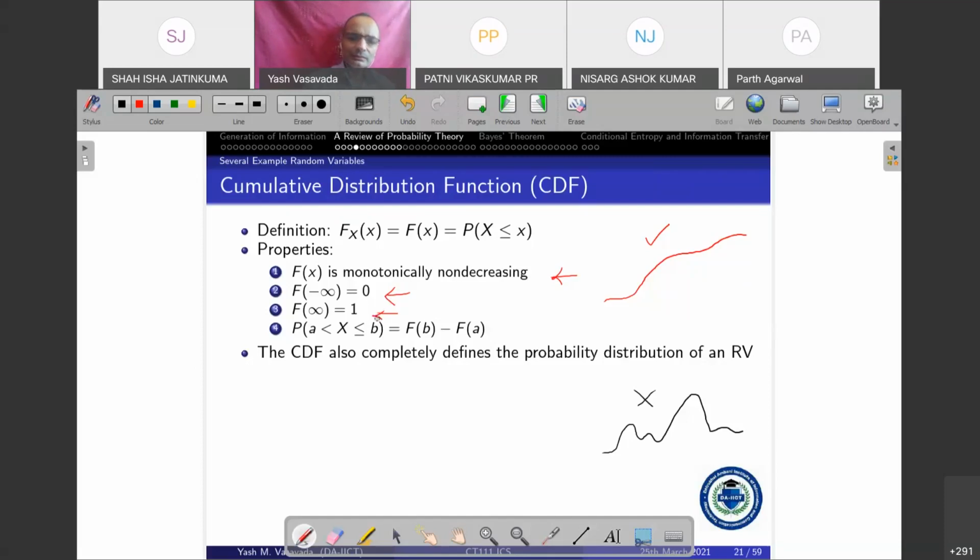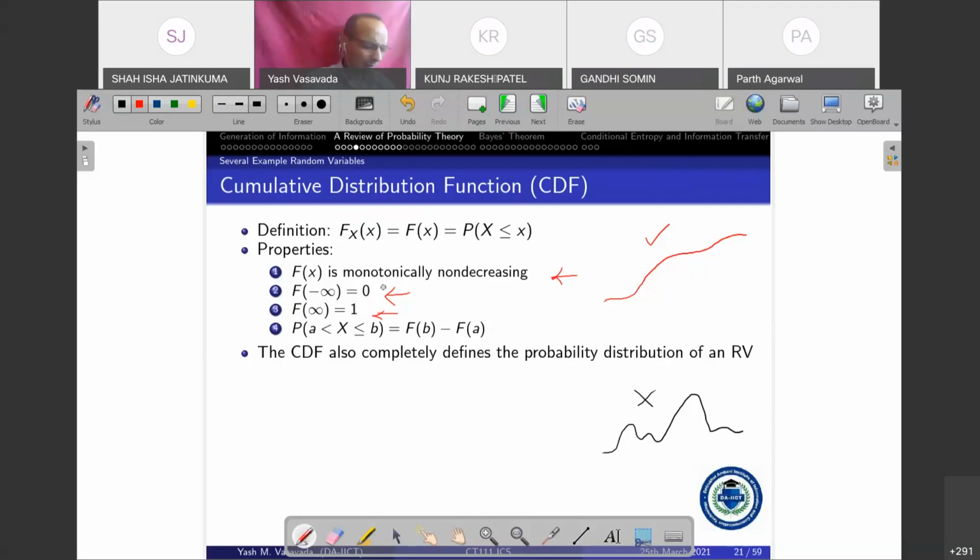It is 1. If you know the answer to that, you can unmute and speak out. Or maybe because f of minus infinity means that we are not adding up any probability, so it will be 0.